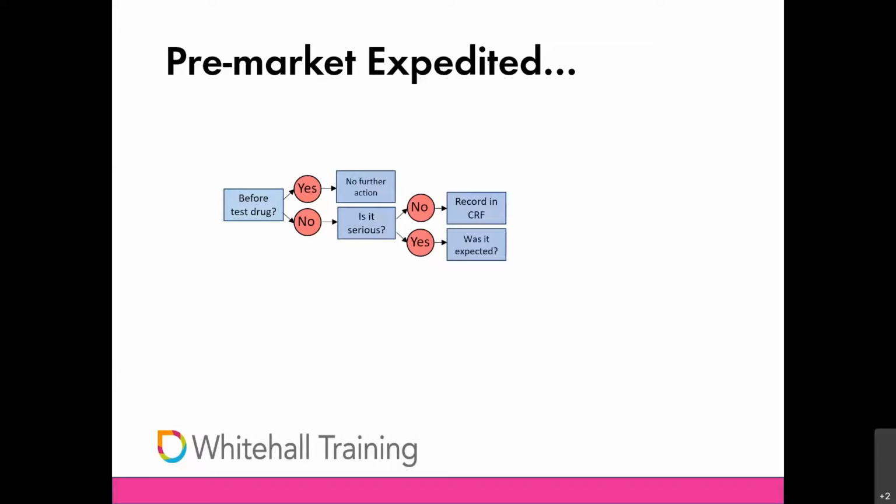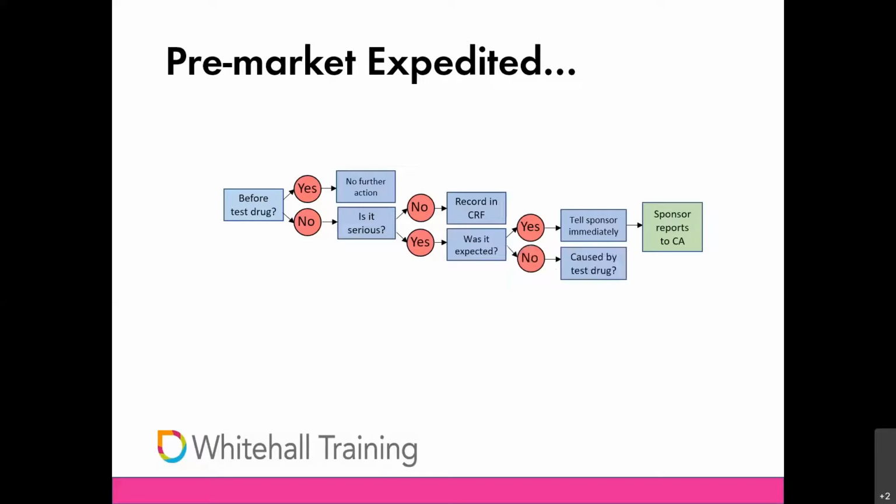Yes. Next question, was it expected? So as we've said, checking in the investigator's brochure, is it something that would be in there? Is it something that's been observed before? If it's yes, then you still need to tell the sponsor immediately, and they need to report it to the competent authority following the normal competent authority's deadlines and rules. I'll talk a little bit about that in a second.